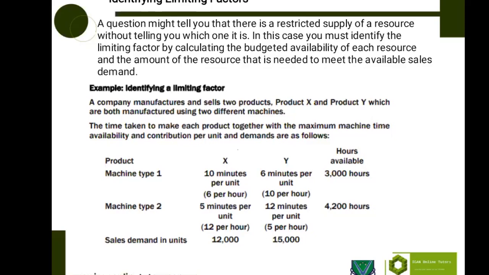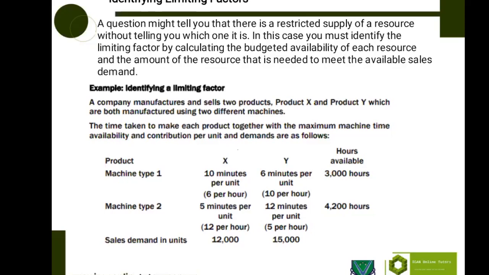The company manufactures and sells two products, product X and product Y, which are both manufactured using two different machines. The time taken to make each product, together with the maximum machine time availability, contribution per unit and demands are as follows. Product X, Y, and then hours available. Machine type 1 makes use of 10 minutes per unit for each unit of product X, and each unit of product Y makes use of 6 minutes per unit.